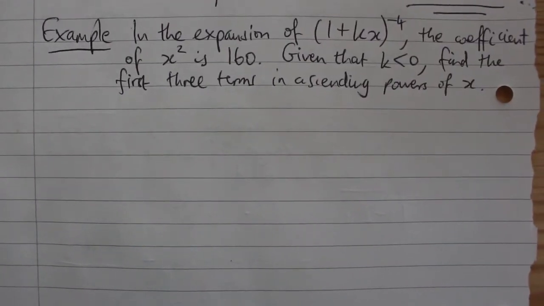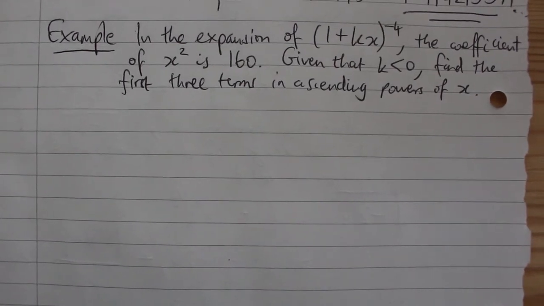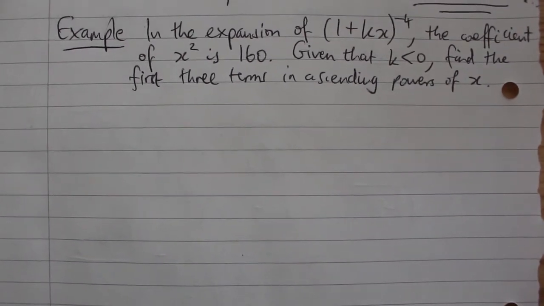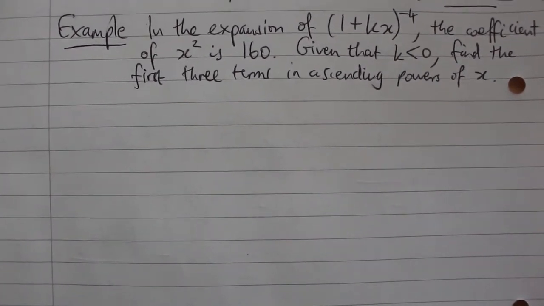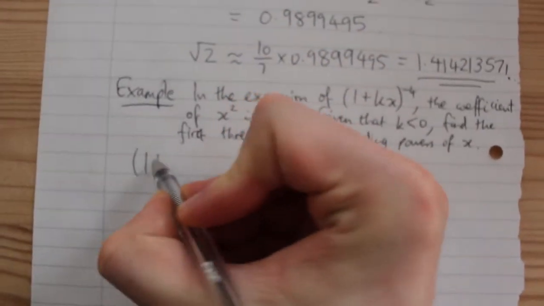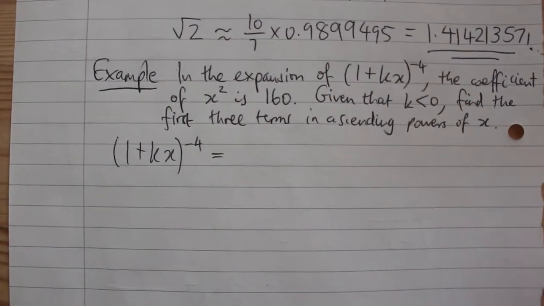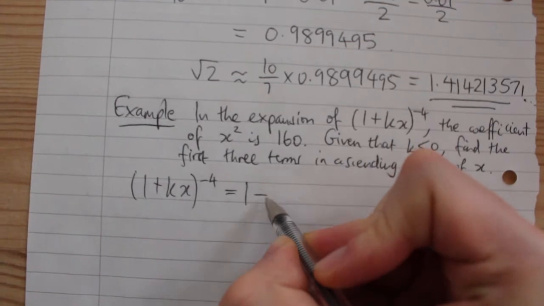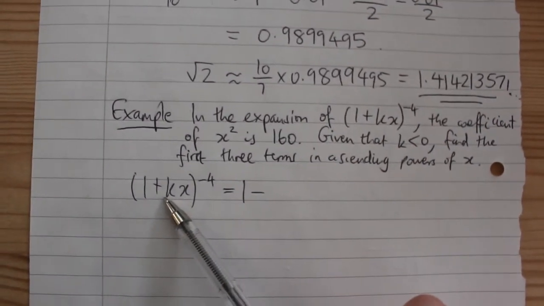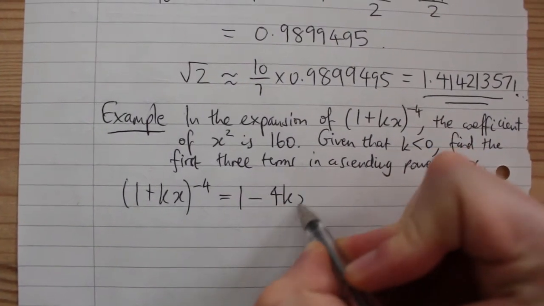In the next example, we're given that in the expansion of 1 plus kx to the power minus 4, the coefficient of x squared is 160. Given that k is negative, find the first three terms of the expansion in ascending powers of x. Okay, well let's just start expanding it. Even though we don't know what k is, the first term is 1, and then the next term is nx, but we have kx in place of x, and our n is minus 4, so we're going to get minus 4kx.